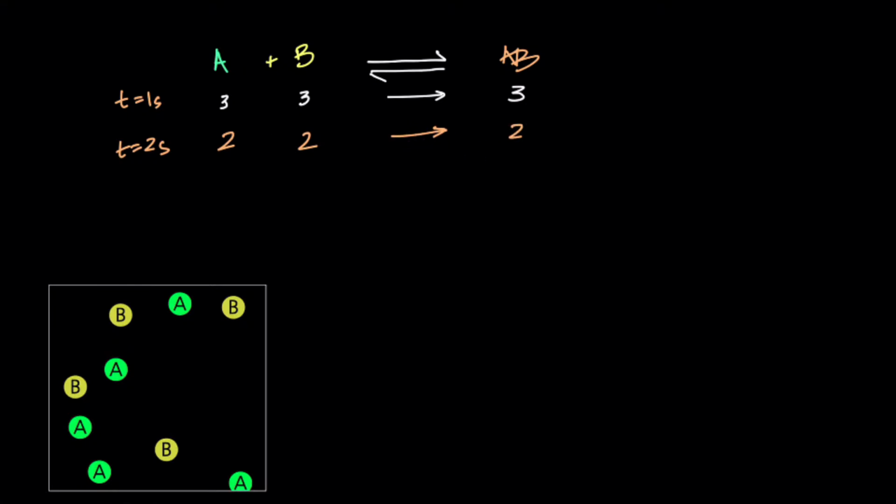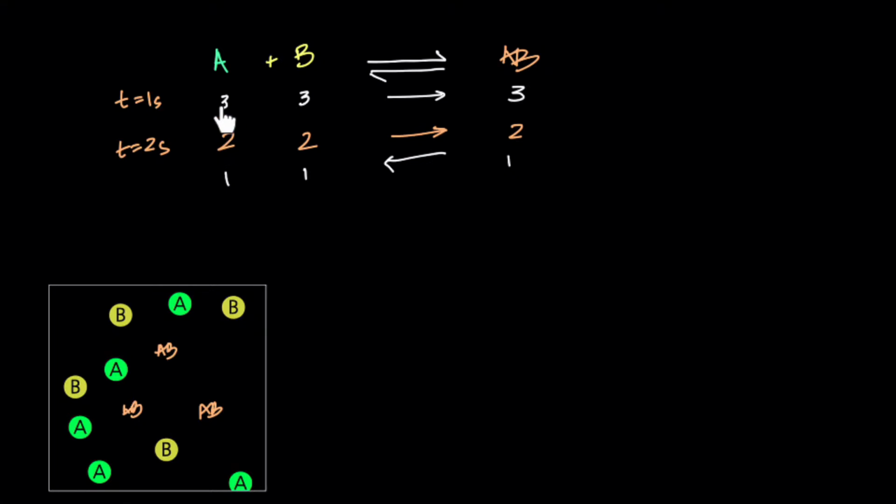But now, before this happened, there were also 3 ABs. AB, AB, AB. And they start reacting too. And maybe in the same second, one of them becomes A and B again. You see, first, let me say this. The 3 of A and 3 of B became AB.